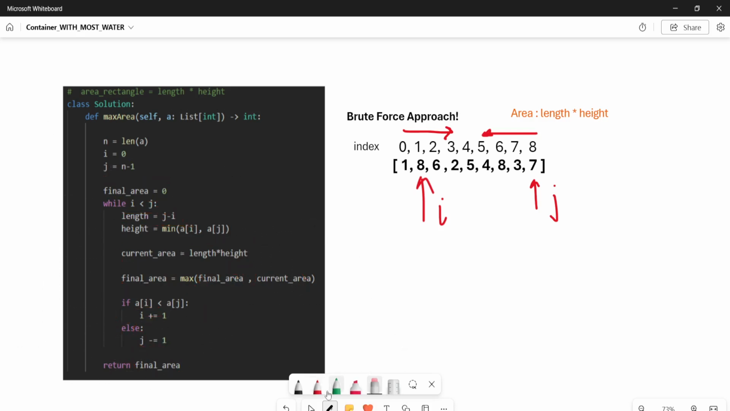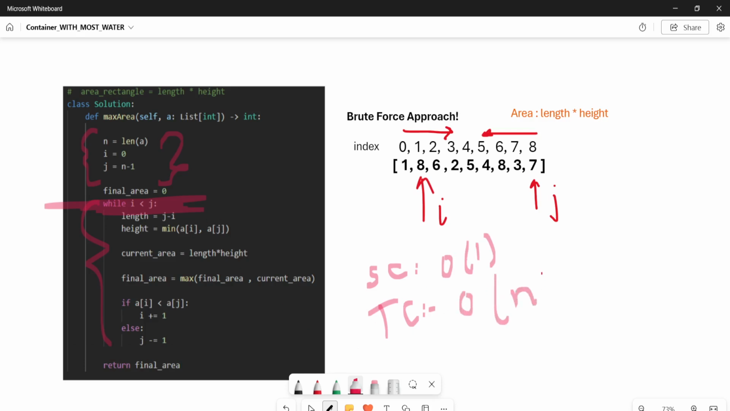So what is the space and time complexity? If we see here, we are simply using one for loop, or you can say a while loop. And we are not using any extra space. Instead, we are using a few variables, right? So the space complexity would be O of 1, because we are not using any extra space. And the time complexity will be O of n, because we are simply looping through it once. So this is the space and time complexity.